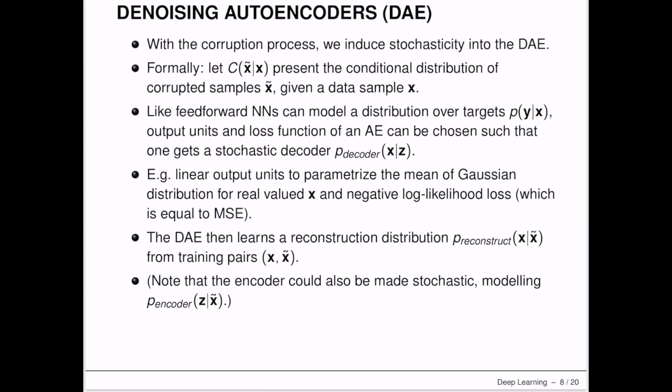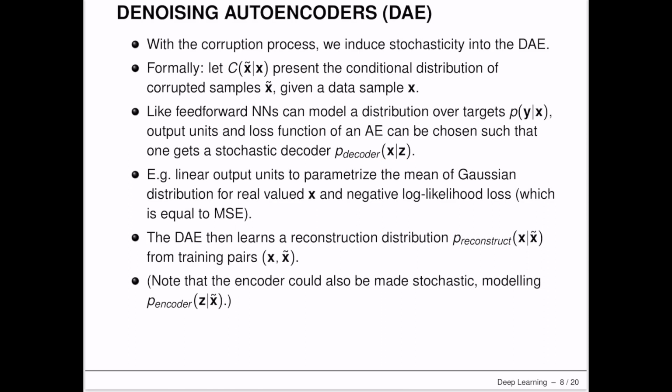And we could do the same for the autoencoder, to give it a probabilistic interpretation and say that our decoder outputs the mean of a Gaussian distribution. So it outputs the mean of a distribution of x given our latent representation z.